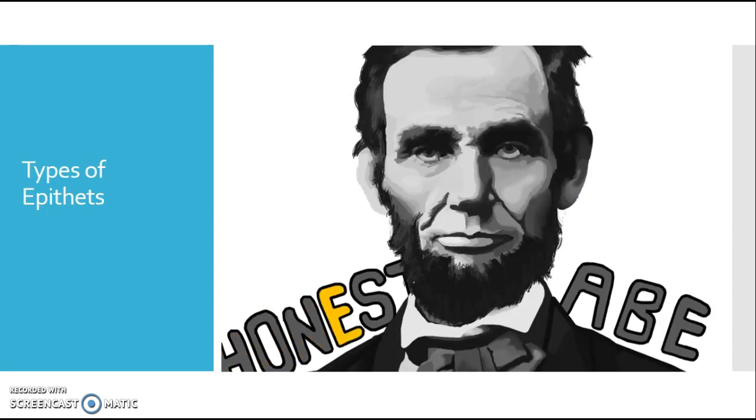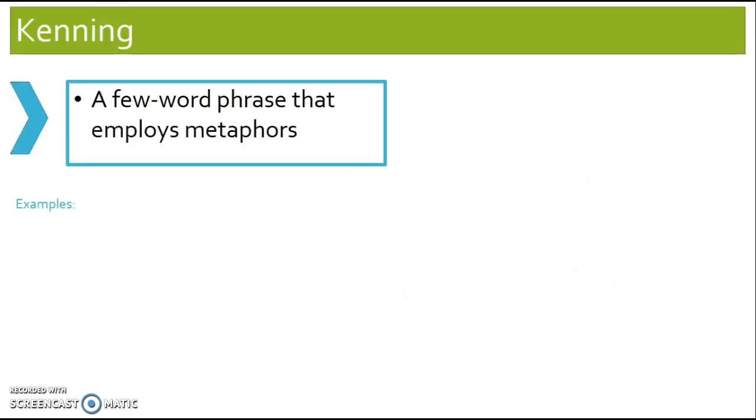So there are many different types of epithets. In the example to the side, this is a picture of Abraham Lincoln, obviously, and his common epithet is Honest Abe. This is seen throughout history to highlight the fact that he never tells a lie. So the first type of example we're going to look at for epithets is a kenning.